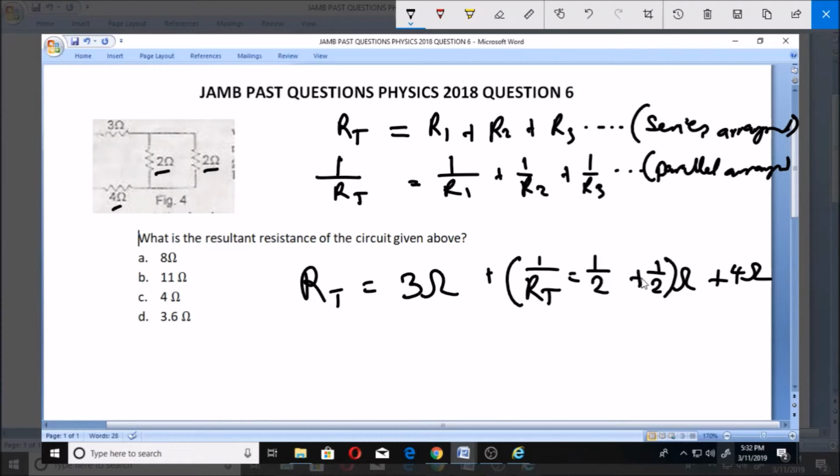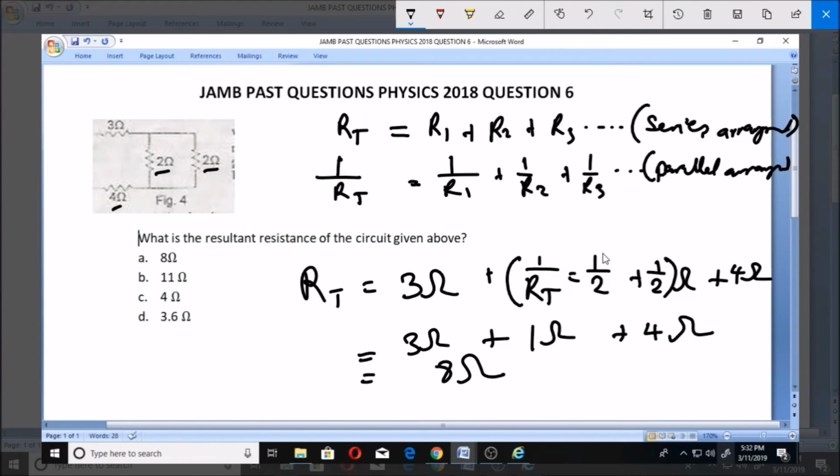Then 1 over 2 plus 1 over 2 is like having 1, because this is half and half is 1. So here we can have 3 ohm plus the inverse of half plus half, which is 1. Inverse of 1 is still 1. So you have 1 ohm plus this 4 ohm here. So you can simply have how many? 3 plus 1, which is 4, plus another 4, 8. So the answer is simply 8 ohms.